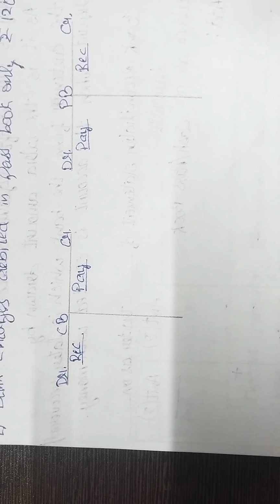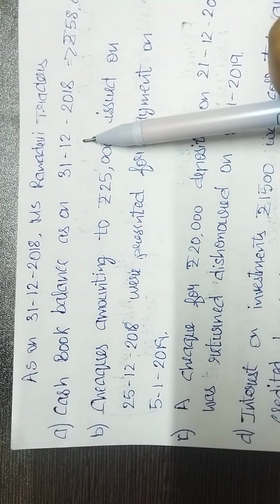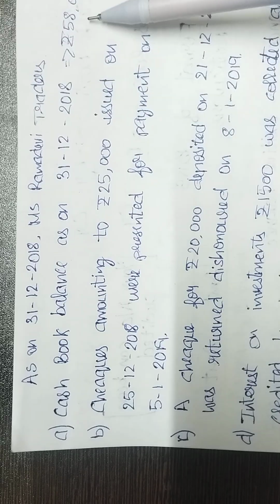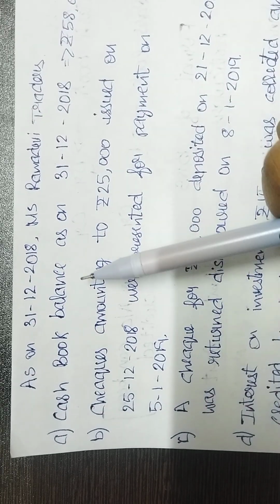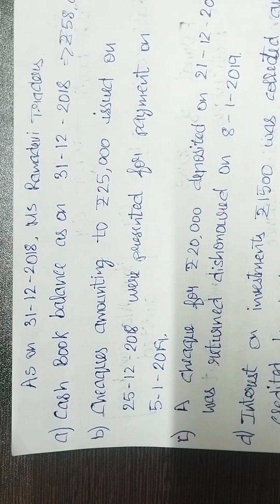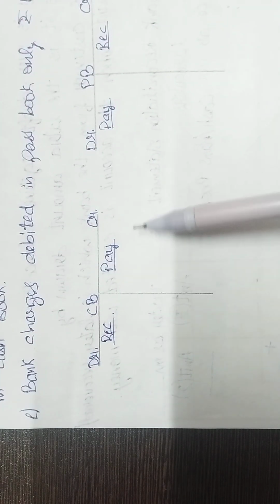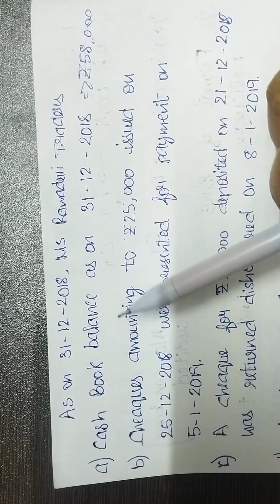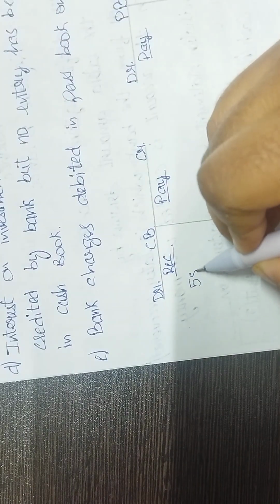So to start with, they have given us cash book balance as on 31st December 2018. That is 58,000 has been given. So as cash book balance is given, we have to find passbook balance. Keeping that aside, as cash book balance is given here in T shape, in cash book balance, as it is balance and not overdraft, we have to enter it in the receipt side. 58,000.